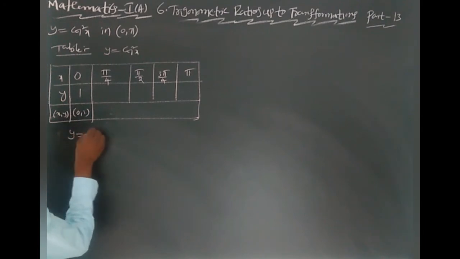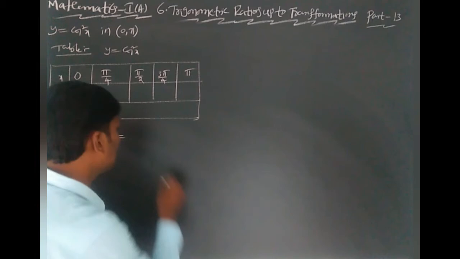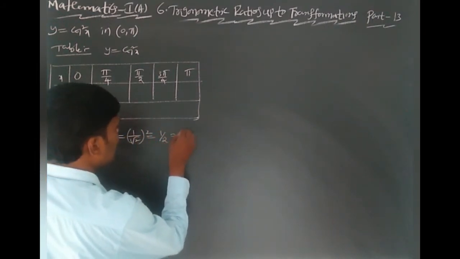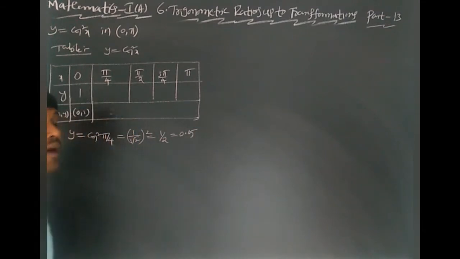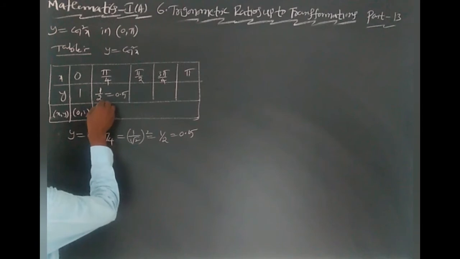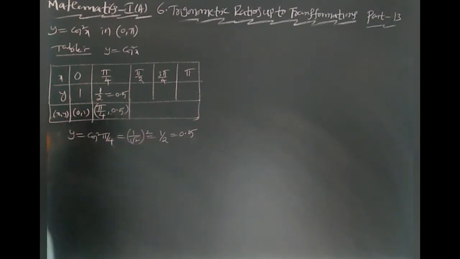Next, y is equal to cos square pi by 4. Cos pi by 4 is 1 by root 2. 1 by root 2 whole square is nothing but 1 by 2, which is 0.5. Pi by 4 comma 0.5 is the next ordered pair.